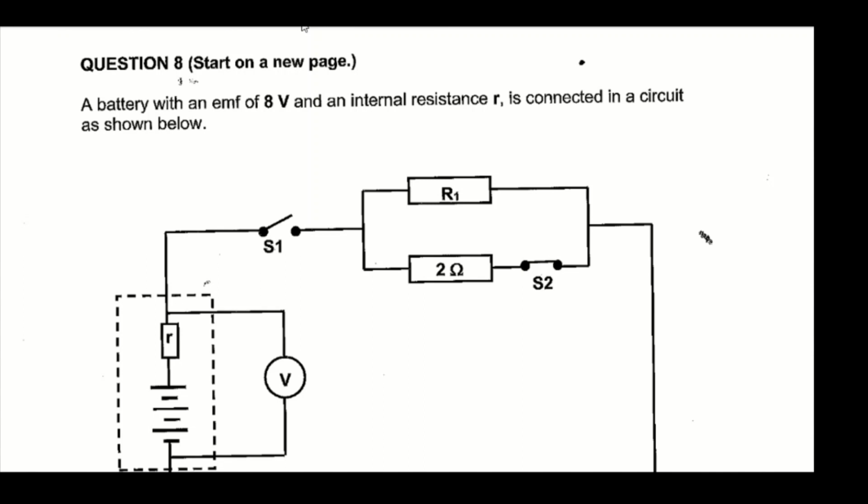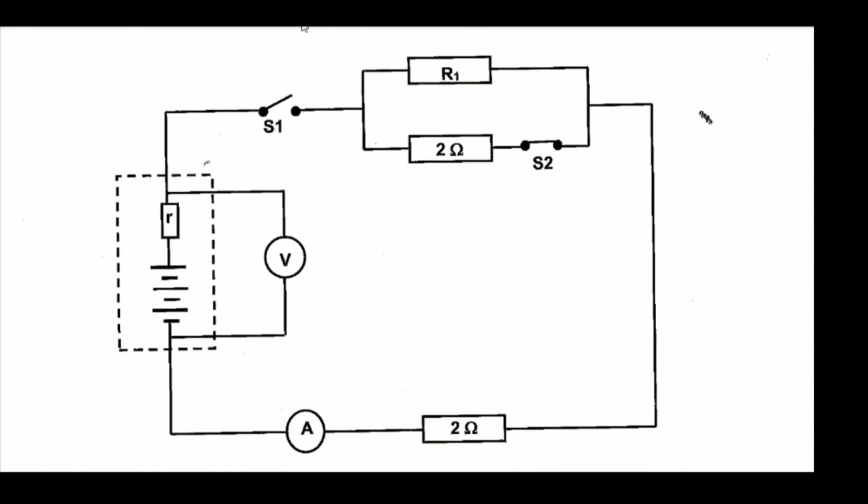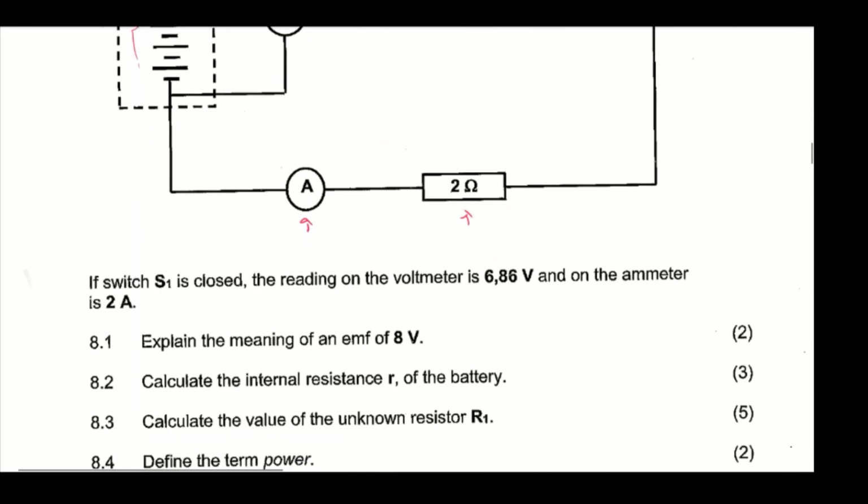We are given the statement here, which reads as follows: a battery with an EMF of 8 volts and an internal resistance r is connected in the circuit below. If you can clearly see the circuit, we have our internal resistance here, we have the voltage here, we have our battery here, and we have our open switch S1, and then we have our resistors R1 and 2 ohm resistor. We have another switch here S2, and we have our ammeter here and another resistor there. So yeah, that is our circuit.